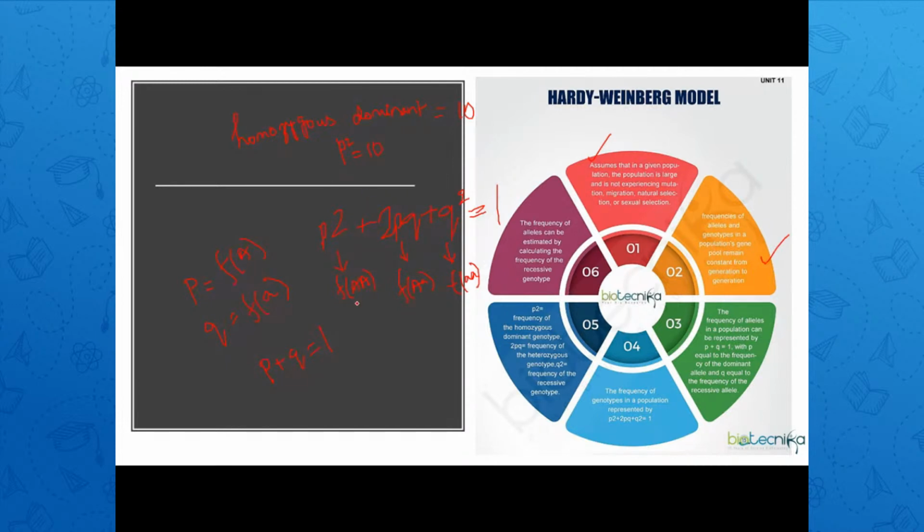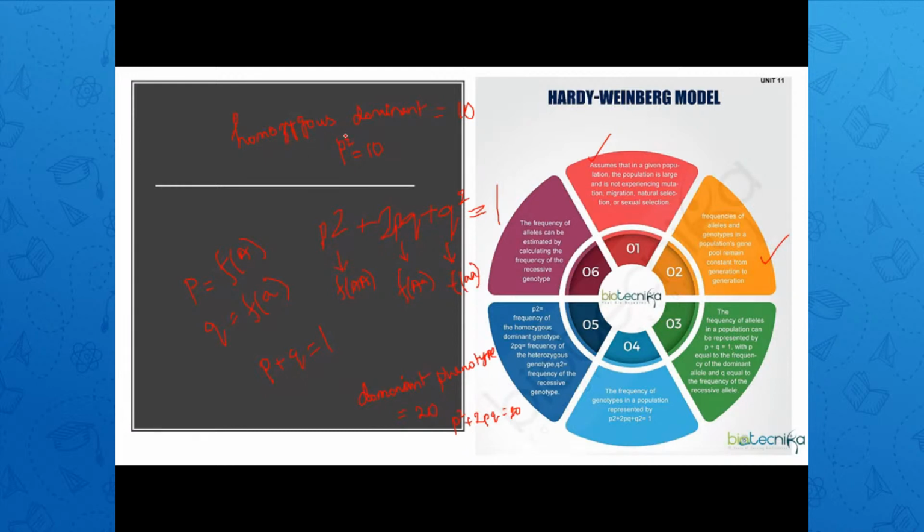If they give you that the number of individuals with dominant phenotype is equal to 20, that means they are talking about p square plus 2pq equals 20. These are the tricks. These are the things that you have to understand. You have to be very careful in the statements.